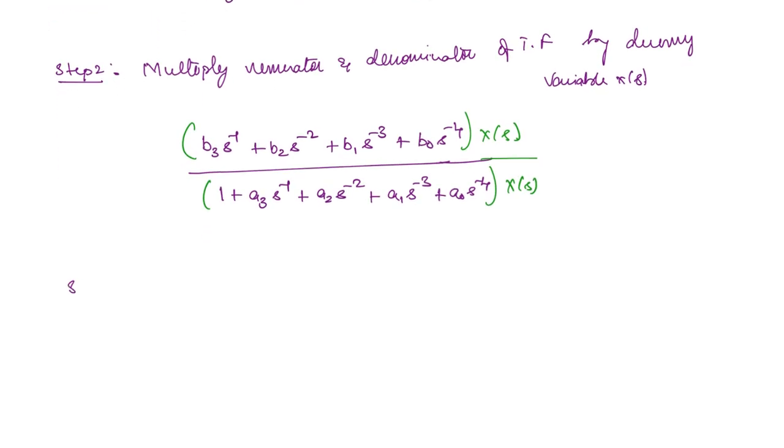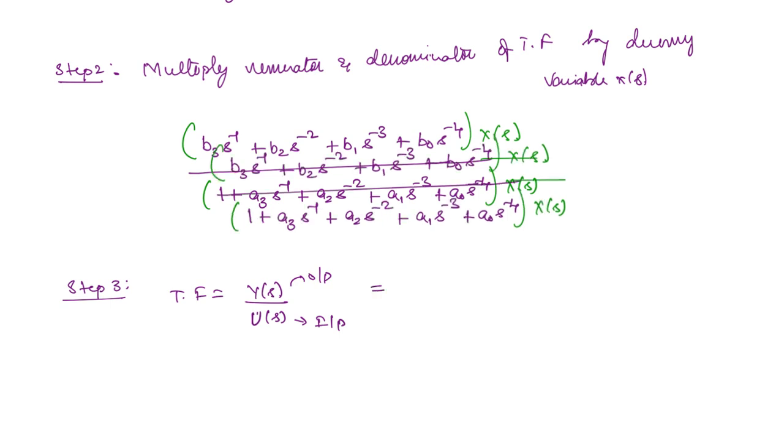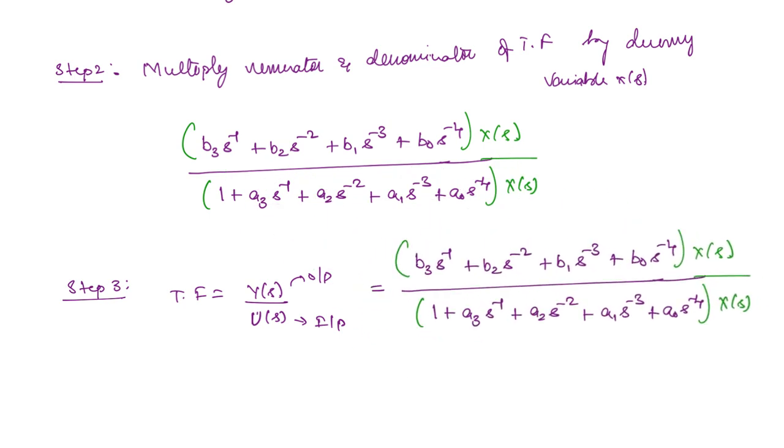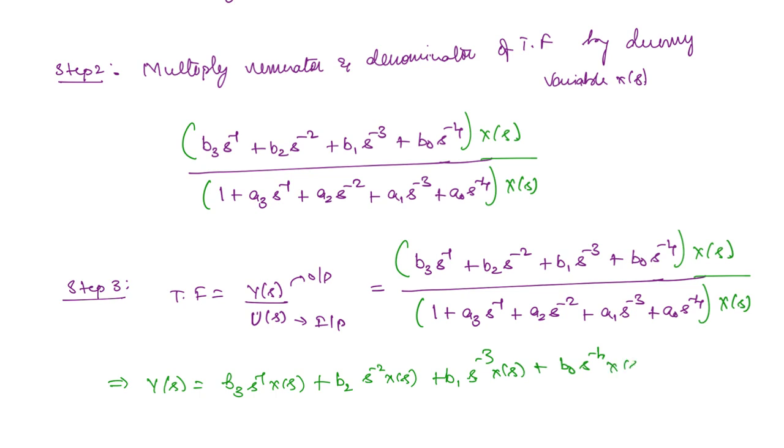The next step is to equate the transfer function. We know that it is the output function divided by the input function. This is the output and this is the input. But we just expressed it as this function, right? So now what you do is equate the numerator and the denominator respectively. What are you going to get? Y of s is equal to b3 s to the power minus 1 X of s plus b2 s to the power minus 2 X of s plus b1 s to the power minus 3 X of s plus b0 s to the power minus 4 X of s. You can take this as equation 1.